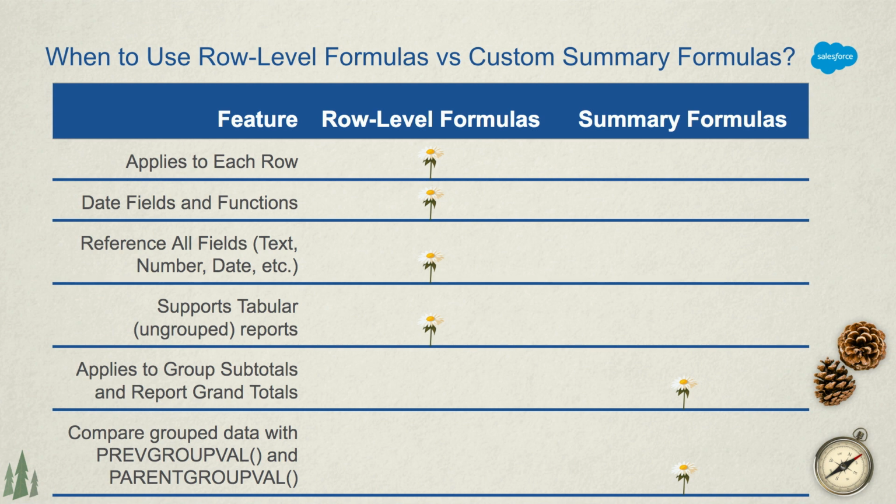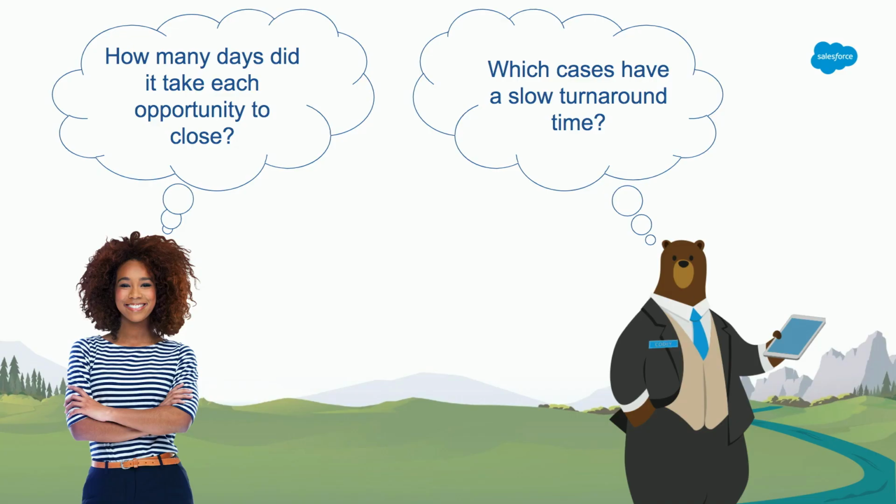So for example, with Prev group val, you can group a report by calendar month, perhaps, and you can say, how was February different from January? With parent group val, you can say, how does February compare with the entire calendar year? So very powerful functions. Unfortunately, because they work with group subtotals, they are not supported in row-level formulas. But row-level formulas are really useful for a number of reasons. Right, Anusha?